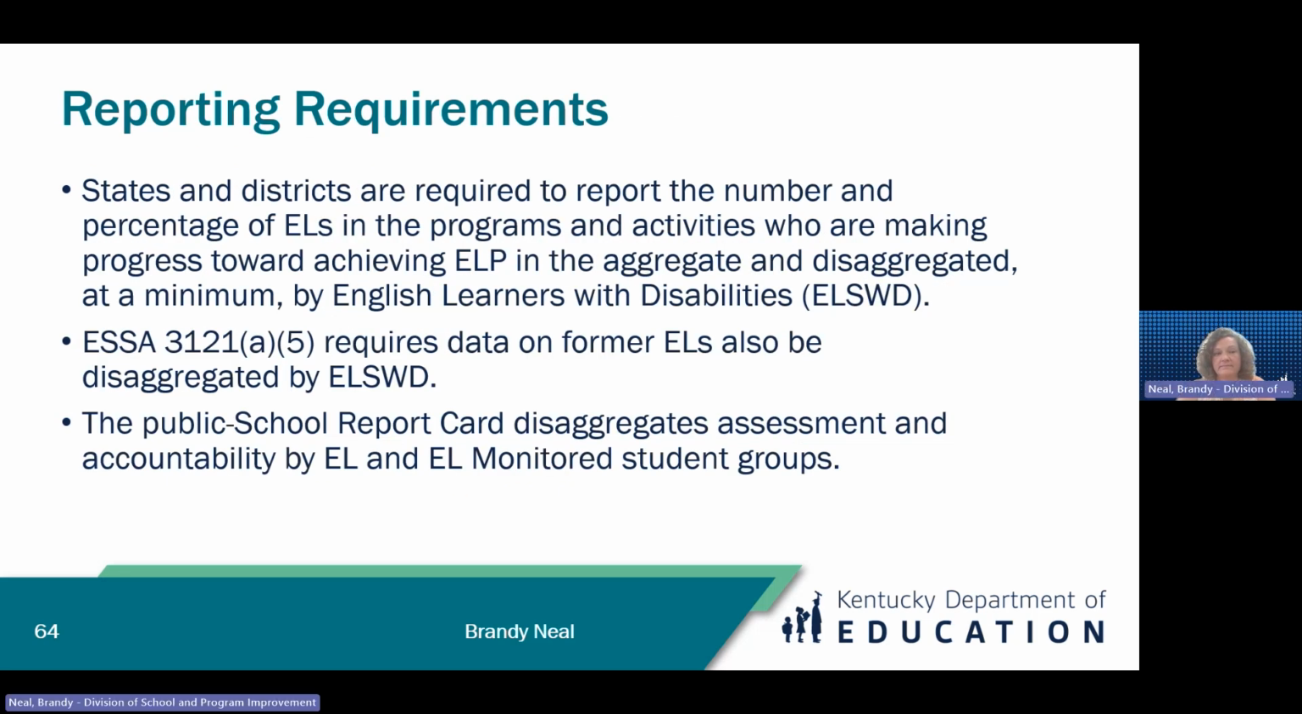Reporting requirements. States and districts are required to report the number and percentages of ELs in the programs and activities who are making progress toward achieving ELP in the aggregate and disaggregated, at a minimum, by English Learners with Disabilities, ELSWD. SB 3121A5 requires data on formal ELs to be disaggregated by ELSWD. The public school record card disaggregates assessment and accountability by EL and EL monitored student groups.